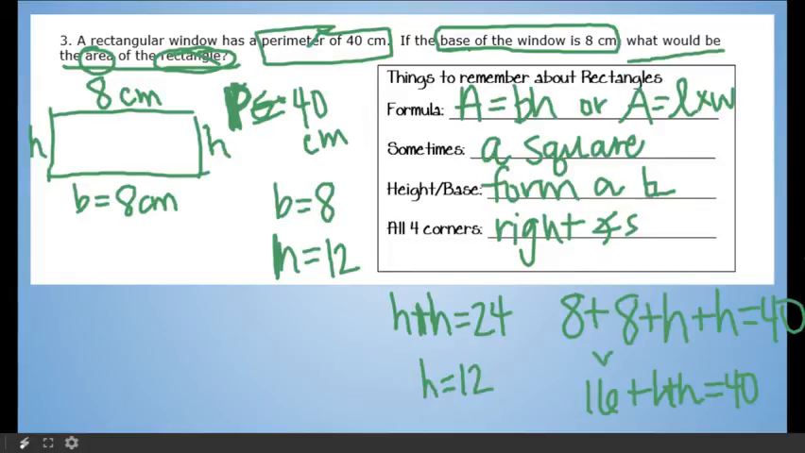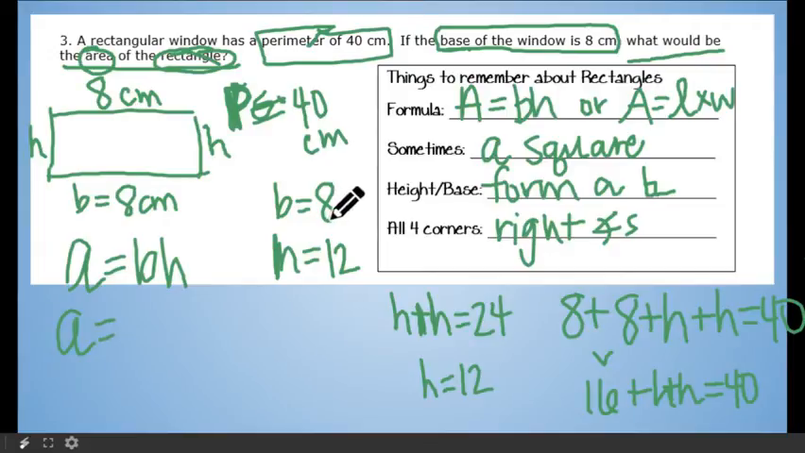So this one added a little more difficulty to it because it made us work backwards to find the height using the perimeter before we could find the area. So now let's write down the area formula. Area equals base times height. And we're going to plug in those numbers.